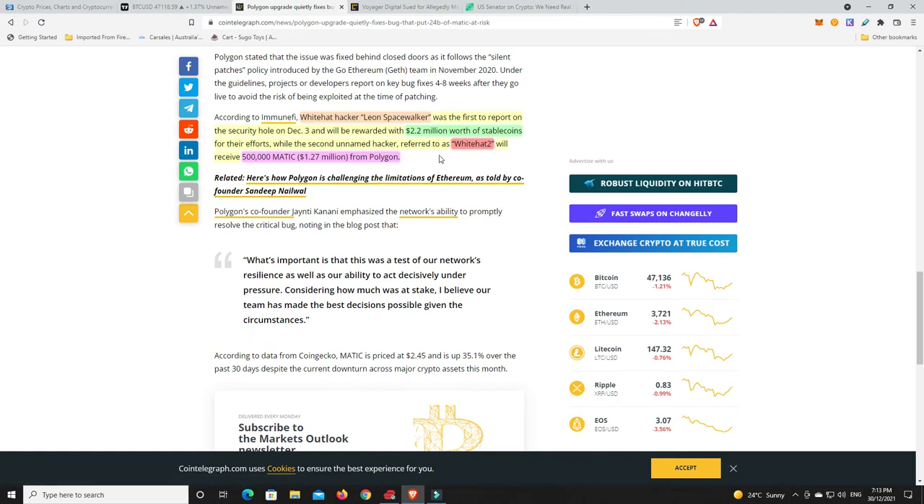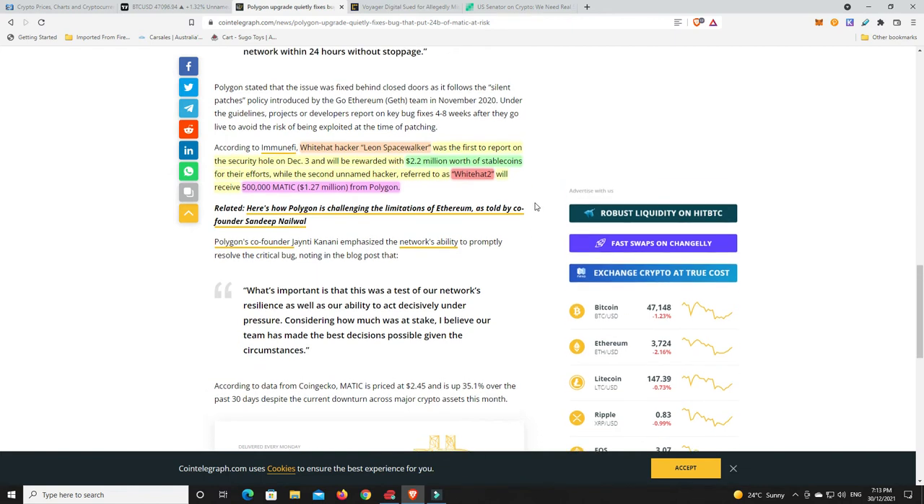Now, there was also a second white hat hacker named as White Hat 2, and he's going to receive $500,000 Matic. So that's $1.27 million from Polygon. So again, all of these platforms that are coming out are untested until they're tested. And then someone has to come in and test them again. They should always be being tested. And what we want is white hat hackers doing this stuff, not the bad eggs.